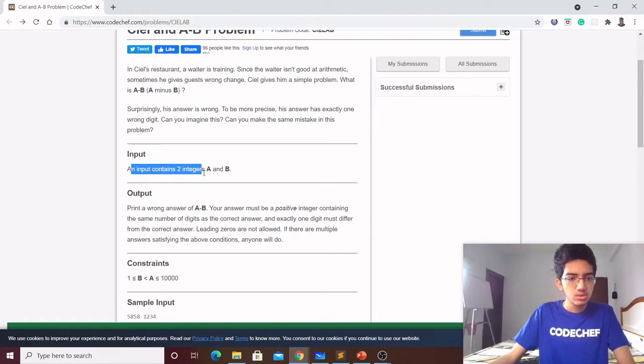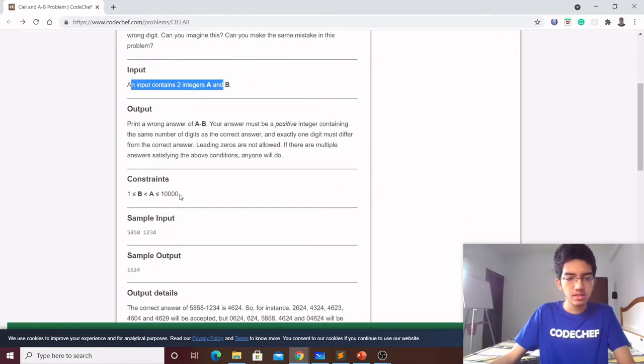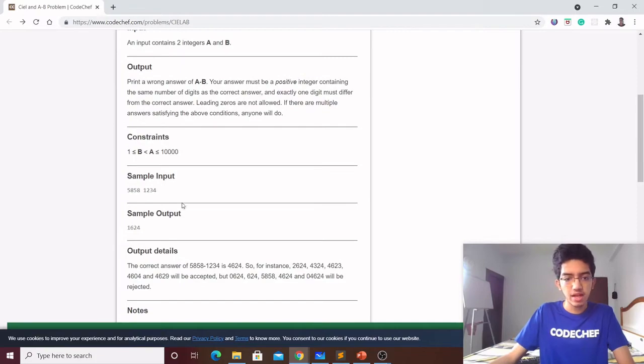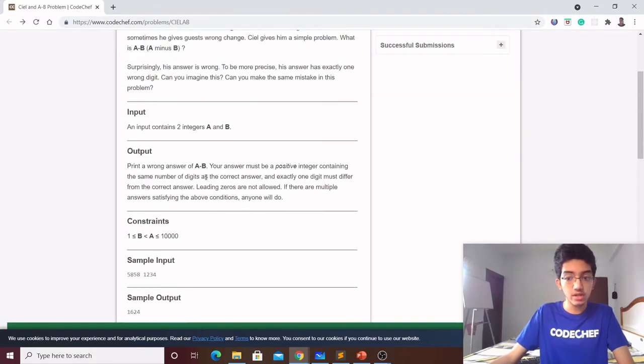Can you make the same mistake in this problem? We are given two integers A and B. Both of these integers are greater than or equal to 1, that is, they are positive integers, with B less than A, and we have to output a wrong answer. The final answer should have exactly one wrong digit compared to the original answer.